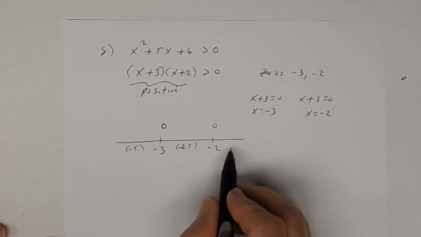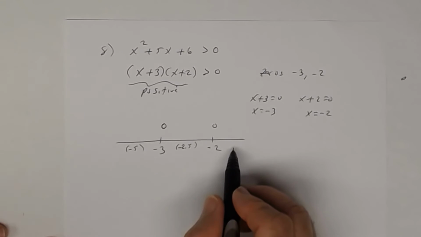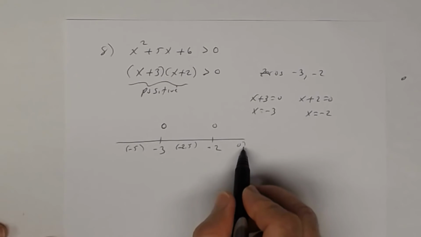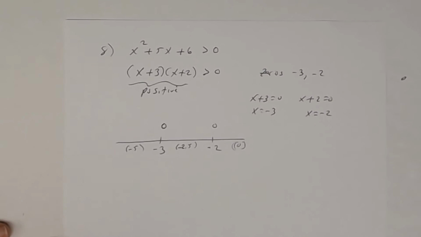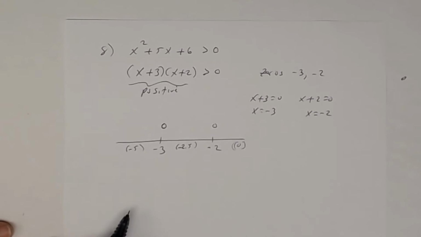For this last test point, I can use an integer. There are an infinite number of integers here. So give me a nice integer to use. Well, do y'all agree that 0 is a nice one? Use 0. 0 is a test point there. So now I'm going to substitute these test points into the original problem and see what we get.